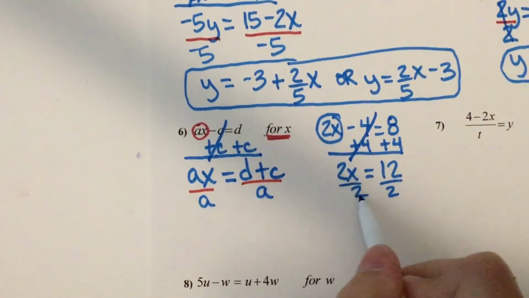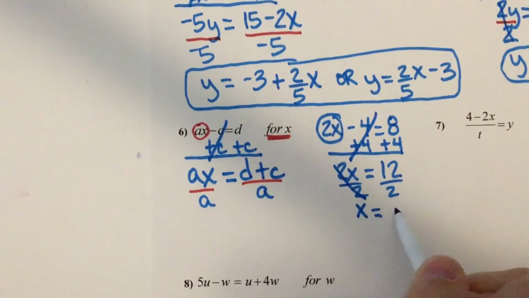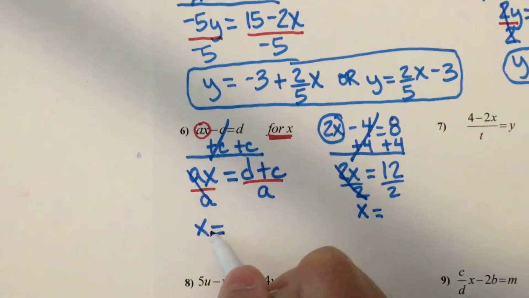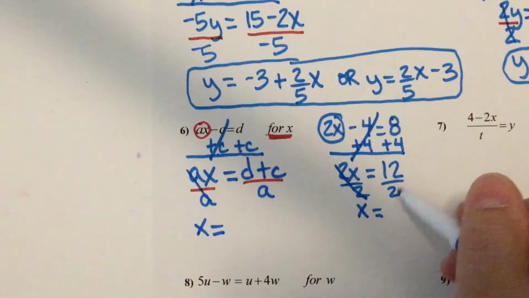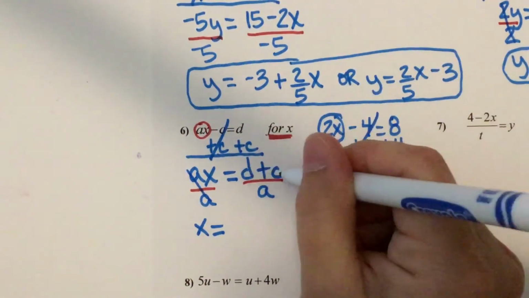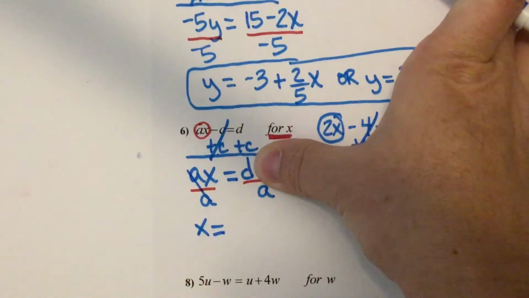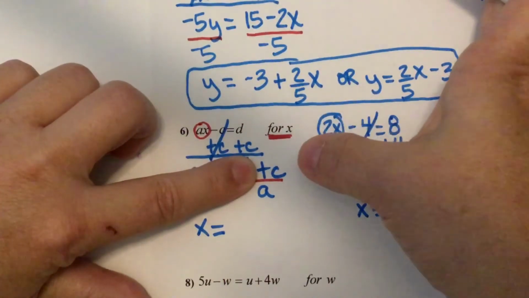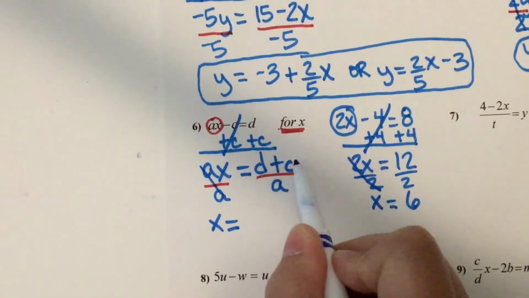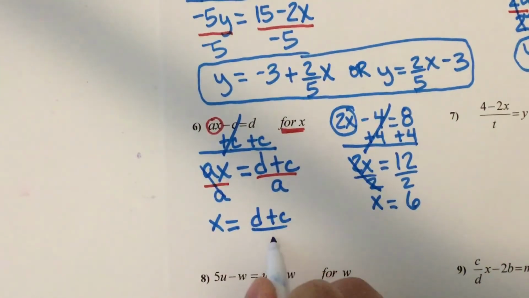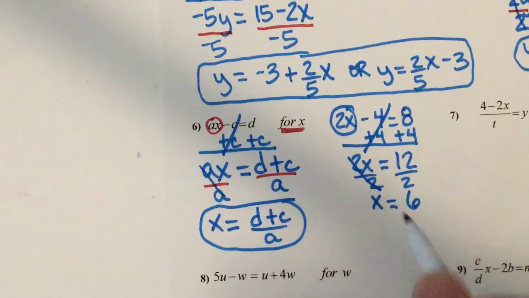And then just like 2 divided by 2 makes 1, so all you're left with is x. A divided by a makes 1, so all I'm left with is x. Now in this problem, I can actually divide these. 12 divided by 2 is 6. In this problem, these are both divided by a. So can we divide d by a? Nope, they're not the same letter. Can we divide c by a? Nope, they're not the same letter. So since I can't divide either one of these by a, I'm just going to recopy it. D plus c over a. And that's my answer.